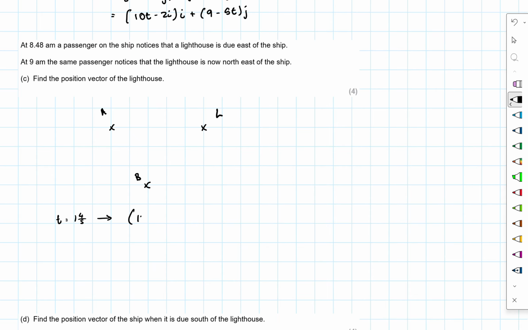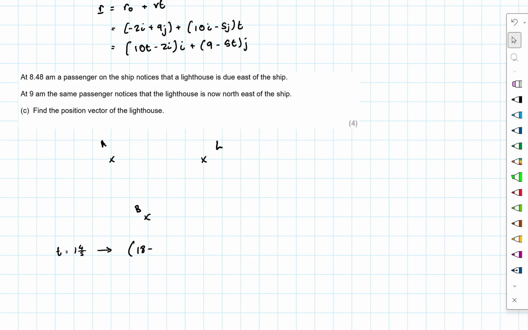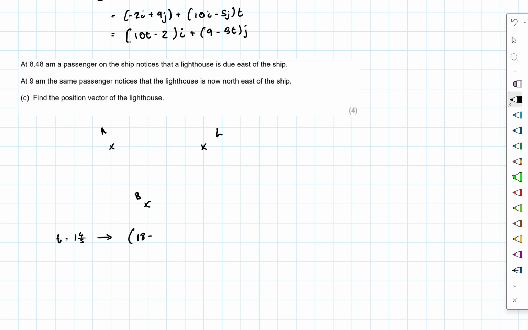So I'm just subbing it into my position vector for the ship that I have. So (18 minus 2)i plus (9 minus 9)j, which is equal to 16i, and the j's cancel out there. So I know that this position here is 16i.